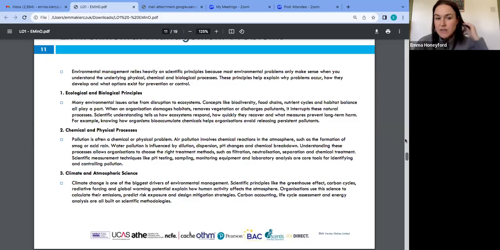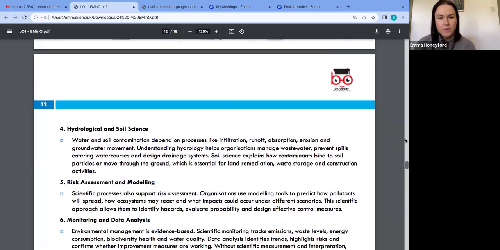Climate change is one of the biggest drivers for environmental management. Scientific principles like the greenhouse effect, carbon cycles, which we spoke about in a previous module, and global warming potential explain how human activity affects the atmosphere. We know the different greenhouse gases and which human activities produce them. That's why organisations will take action to understand how they can mitigate and limit greenhouse gases. I won't go into that now, but I'm going to move on to the next one.